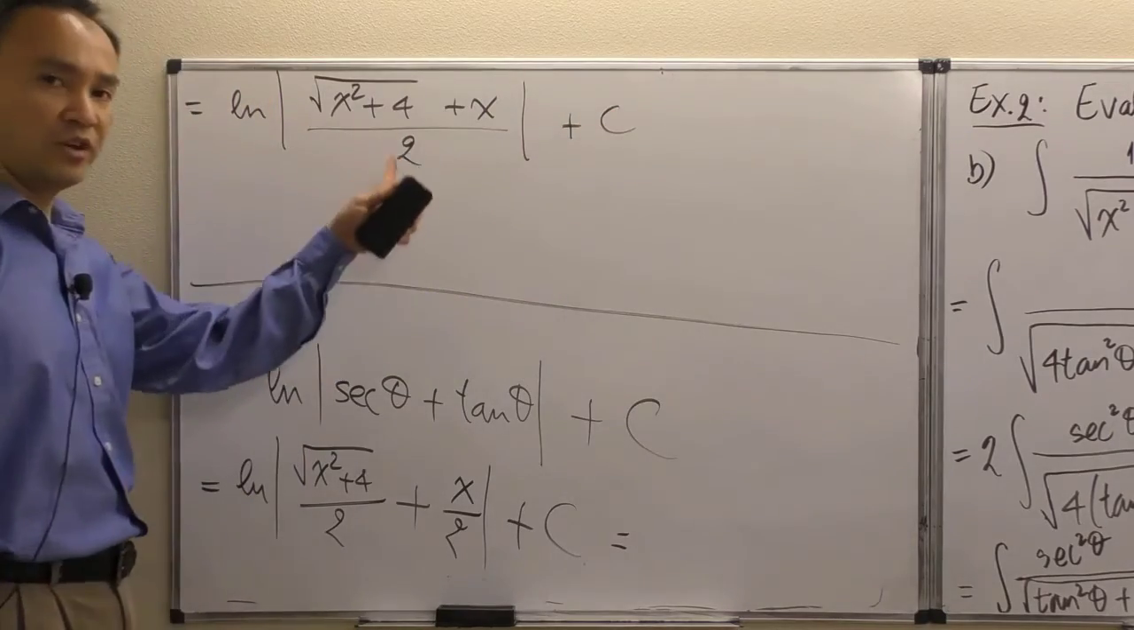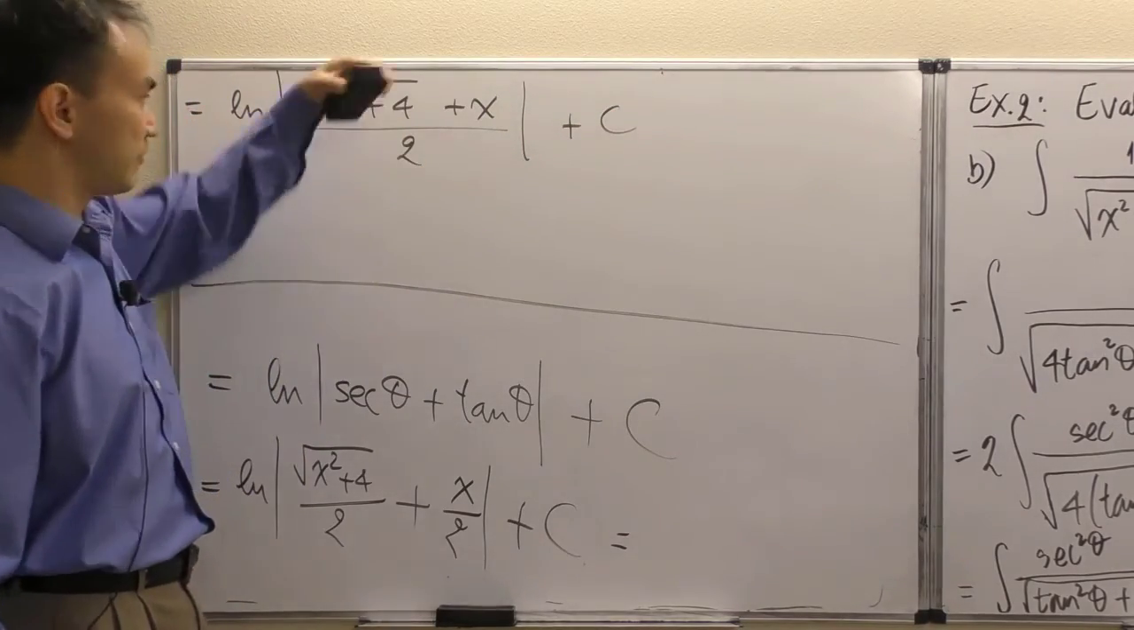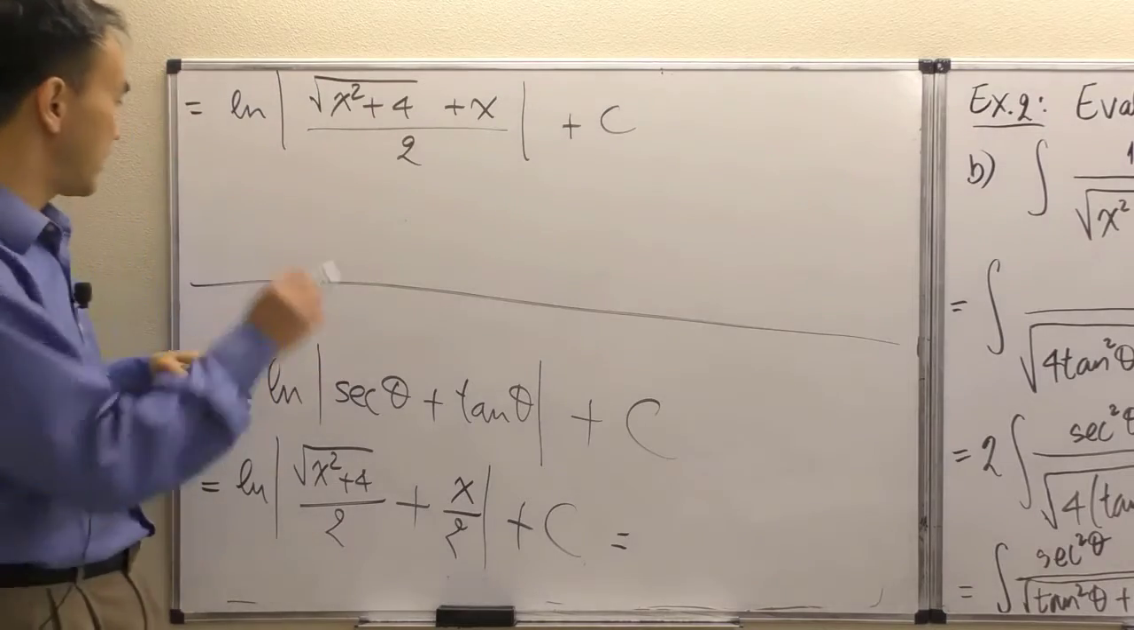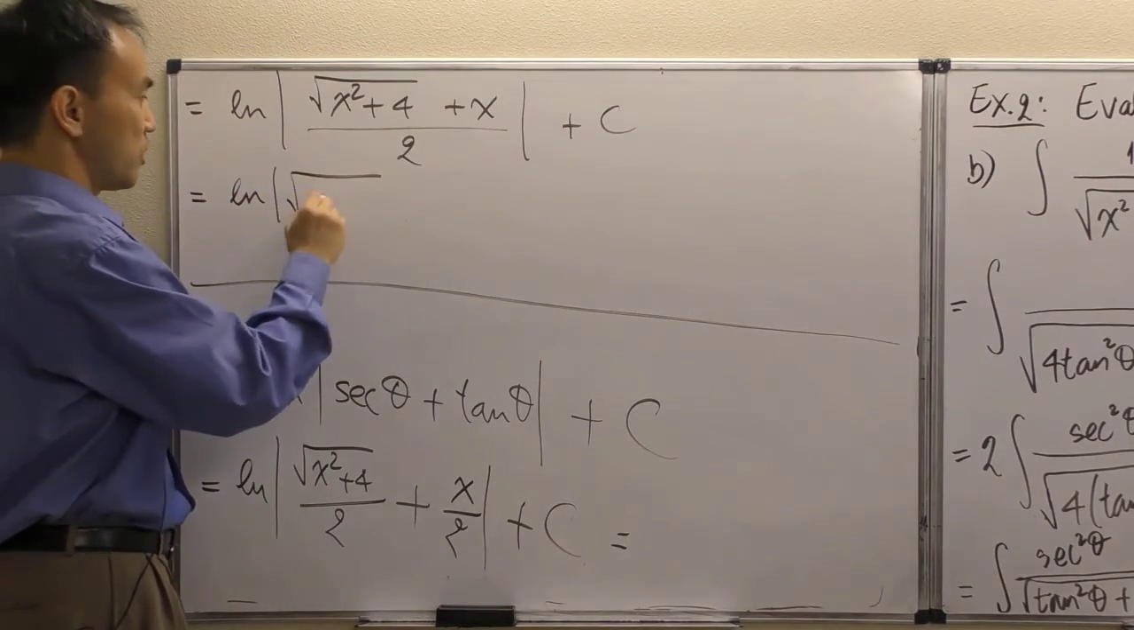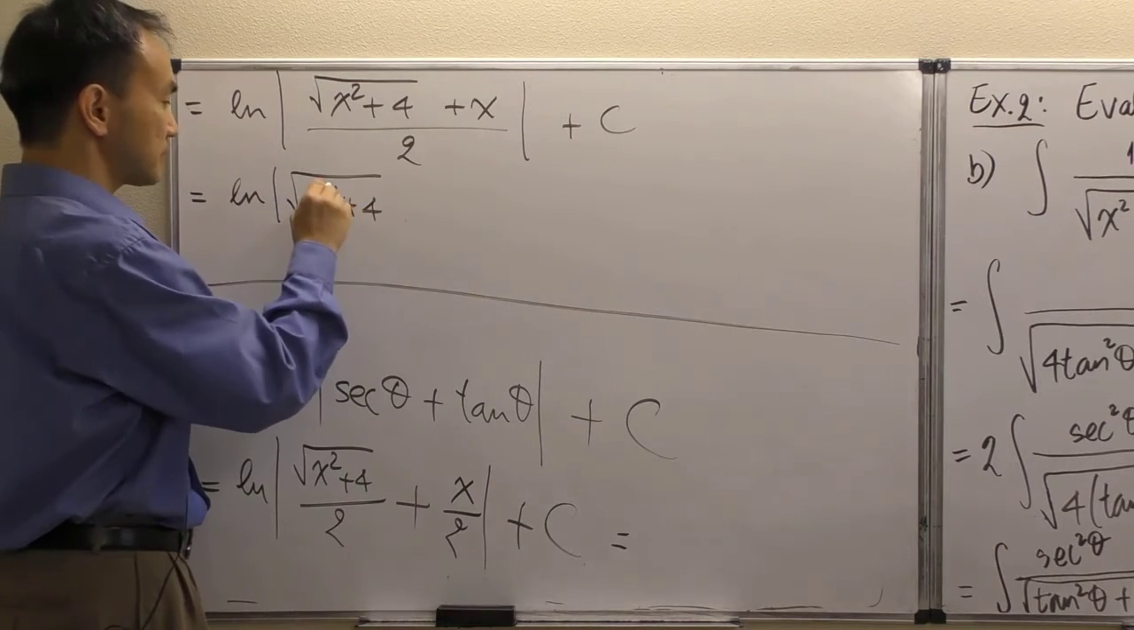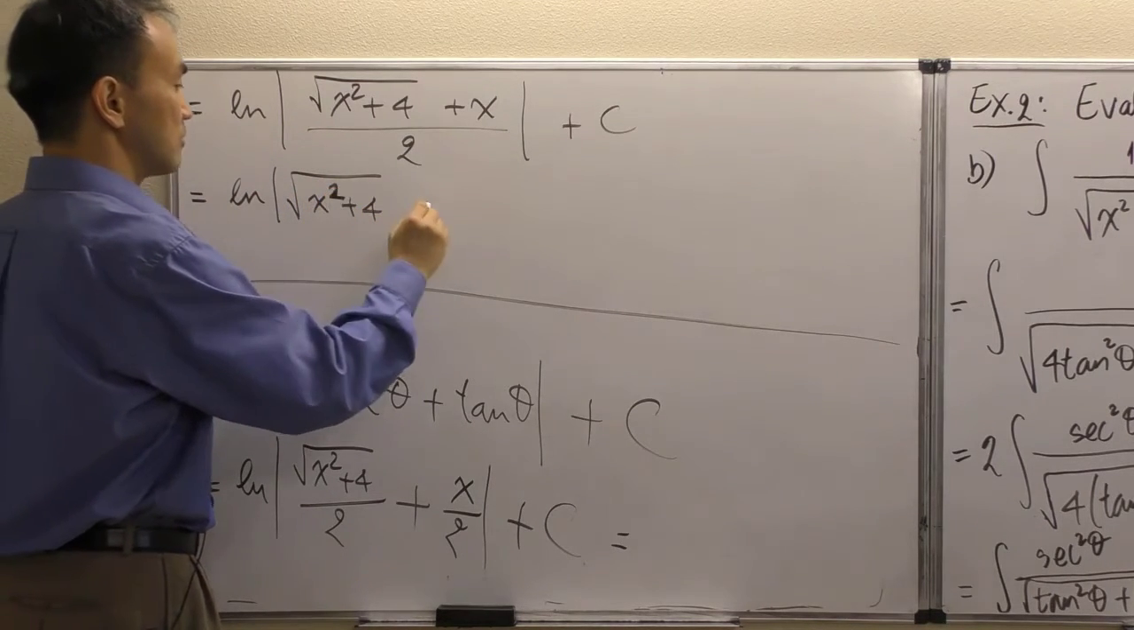But now we recognize that this is a logarithm of a quotient, top and bottom. So I am going to rewrite this as natural log of the square root of x squared plus 4 plus x.